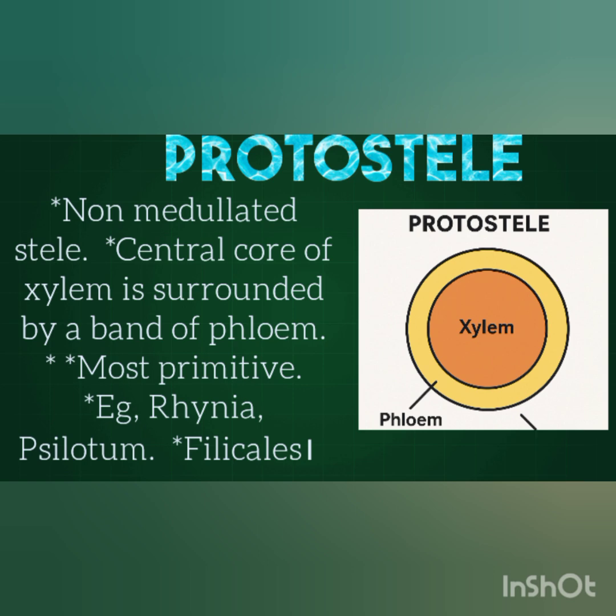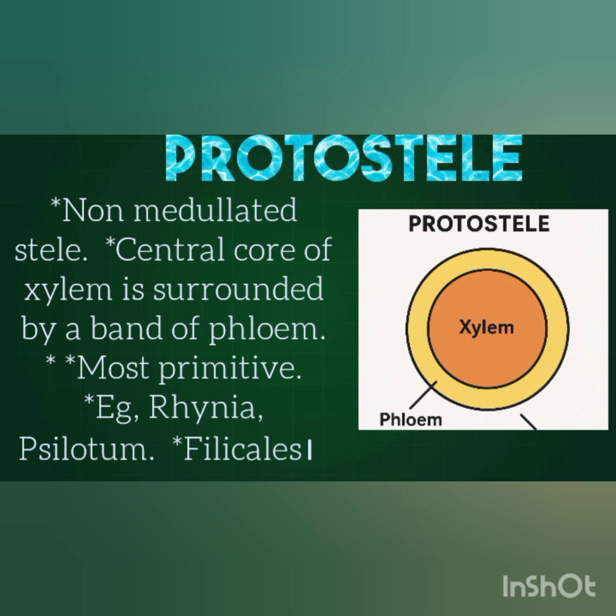Protostele is the most primitive type of stele. Examples are Rhynia, Psilotum and Filicales, where this type of protostele is seen. It is the most primitive both phylogenetically as well as ontogenetically.